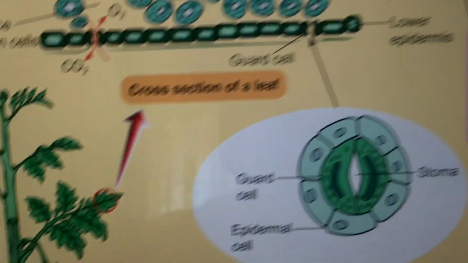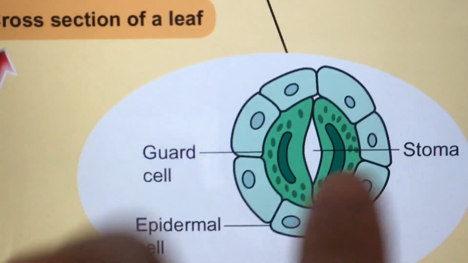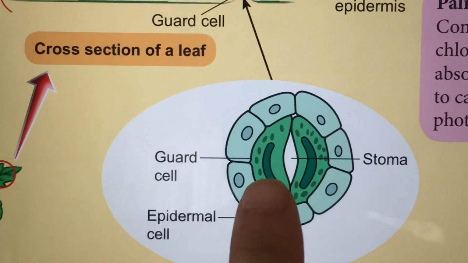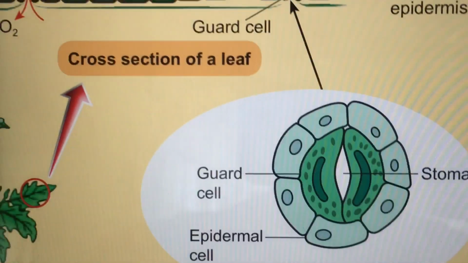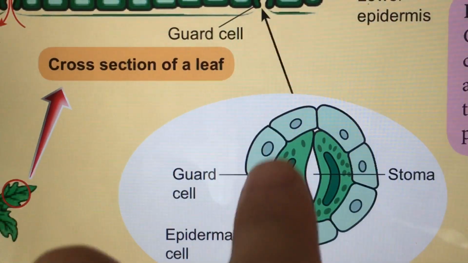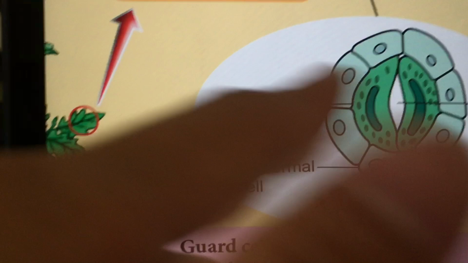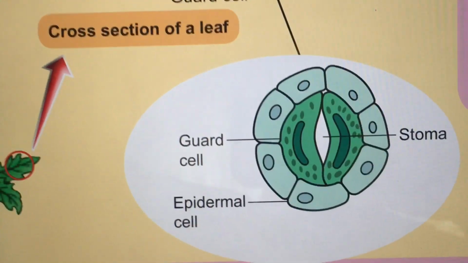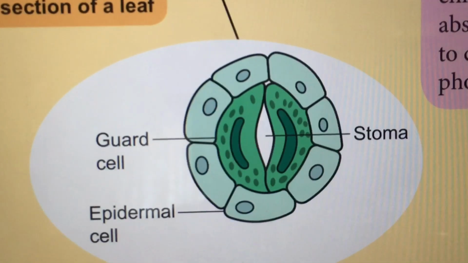Okay, and these guard cells are actually like doors to a hole. We call that hole a stoma. Okay, sel penjaga ini dia sebenarnya bertindak sebagai pintu masuk kepada lubang untuk membenarkan gas-gas seperti oksigen dan karbon dioksida untuk masuk ke dalam daun.